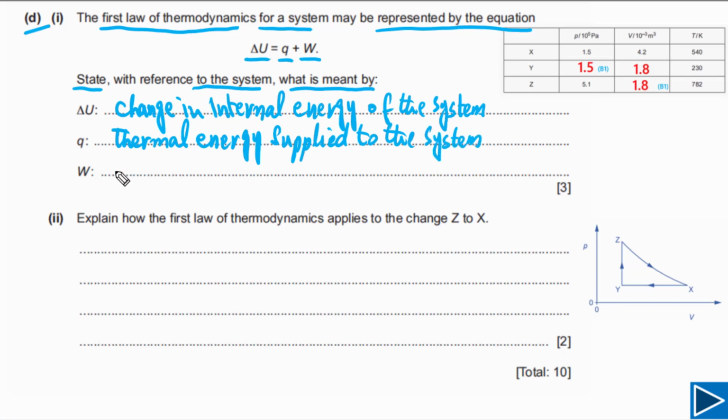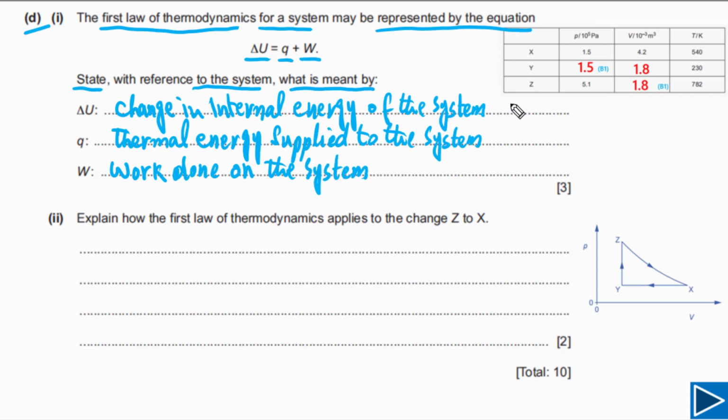Next one is W. W is the work done on the system. Often we say work done on the gas. So gas is our system. Work done on the system. So this is what you need to write down for part 1.